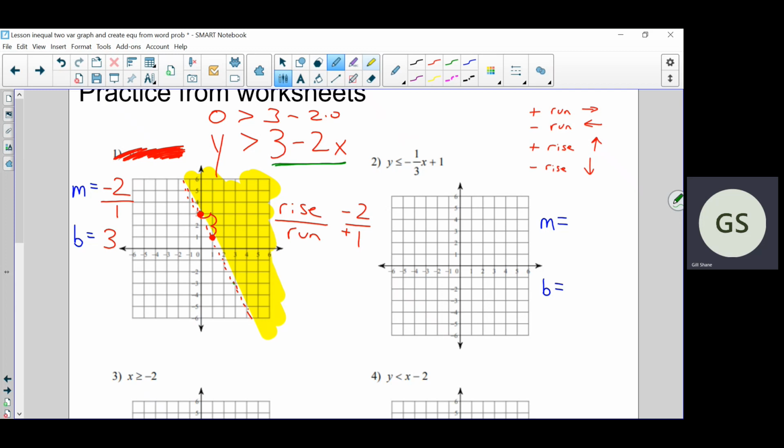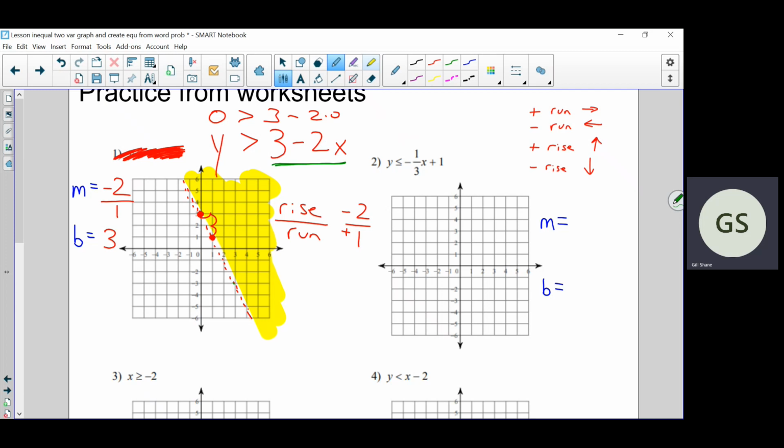So you should have shaded above the line if the symbol was greater than or equal to. If the symbol was less than or equal to, you should have shaded below the line. Now, sometimes when the line's really straight up and down, it's hard to tell. It looks more like right and left. Again, just pick a point on the line and go up. That's above the line. Or pick a point and go down. That's below the line. And depending on which one you're supposed to shade, that's how you determine the shade.